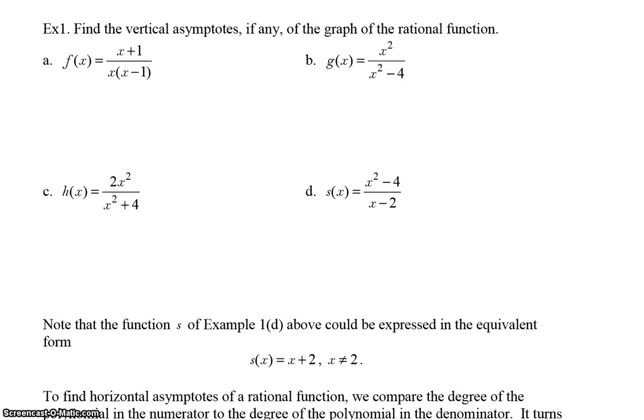Let's turn now to example 1 and find some vertical asymptotes, if we can, for some rational functions. First example is f of x equals x plus 1 over x times x minus 1. Notice we have the denominator in factored form, so we'll take advantage of that. We want to focus on the denominator in finding vertical asymptotes. Basically set the denominator equal to 0 and solve for x.